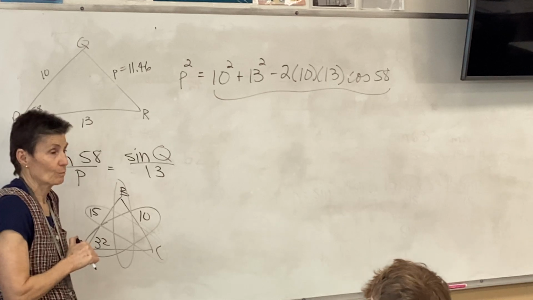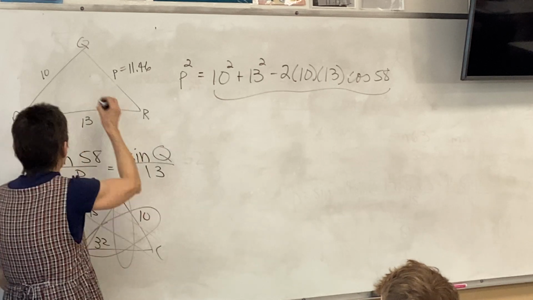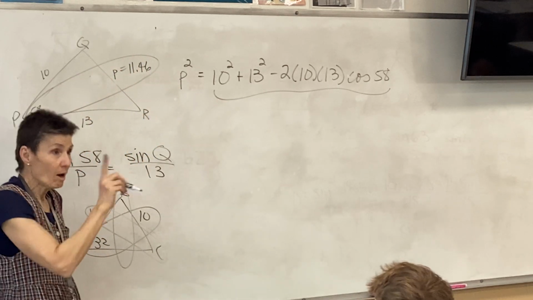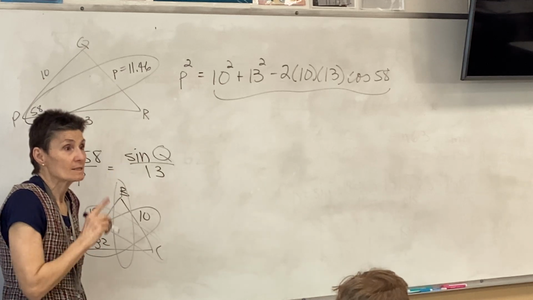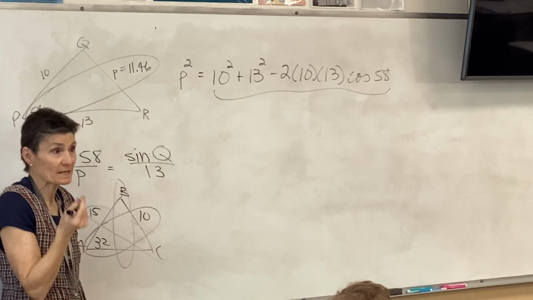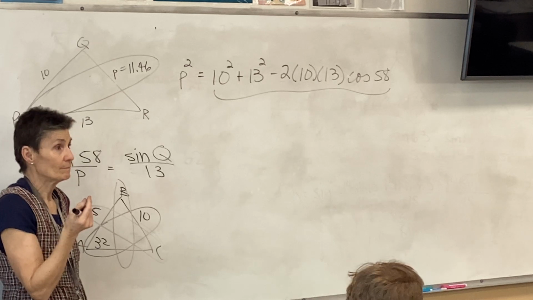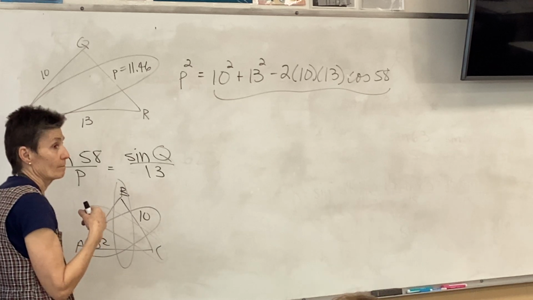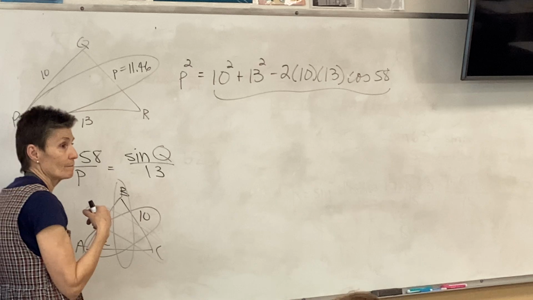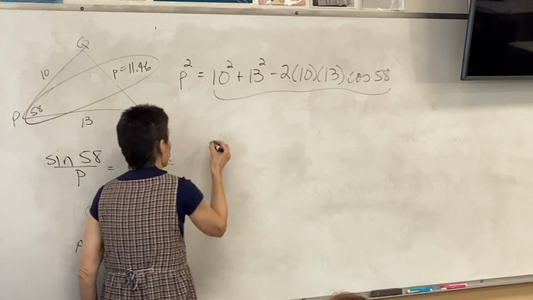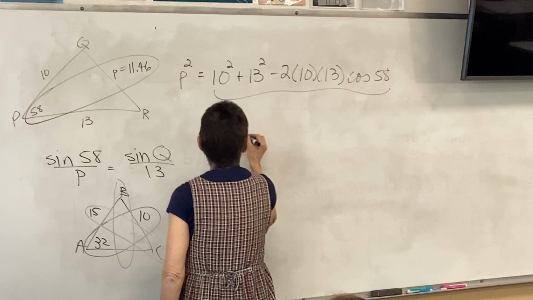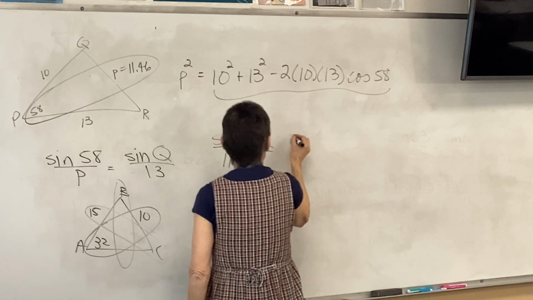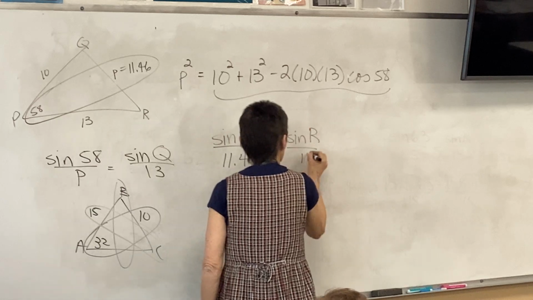Now, are you ready for the really good news? Look at what you have now. Now I can do my law of sines to find the other things I need, right? So let's find, it doesn't matter, let's find R. Okay, let's find angle R. So here I go. Sine 58 over 11.46 equals sine R over 10.